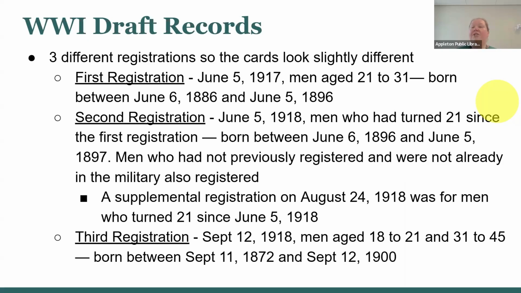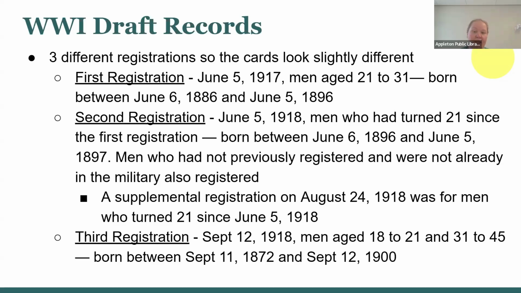There were 3 different registrations for World War I, so the cards are going to look slightly different, and I'll show you examples of all 3 of them in just a second. The first registration happened on June 5th of 1917, and it only covered men aged 21 to 31. I've got the dates there for you to figure out whether your ancestor's birth date was included. Then a year later, they did another draft for all the men who had turned 21 since the first registration. Again, I've got those birth dates there for you. Any men who had not previously registered and were not already in the military also registered during that second registration.